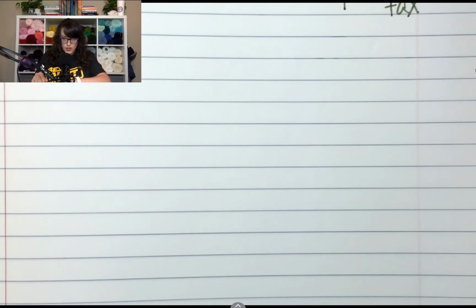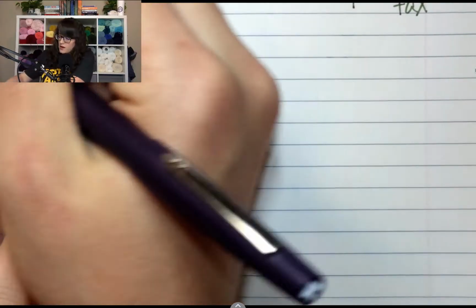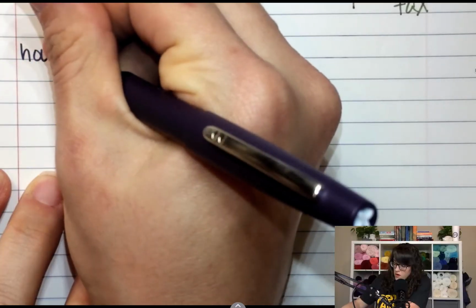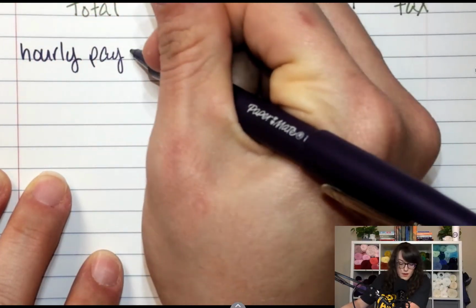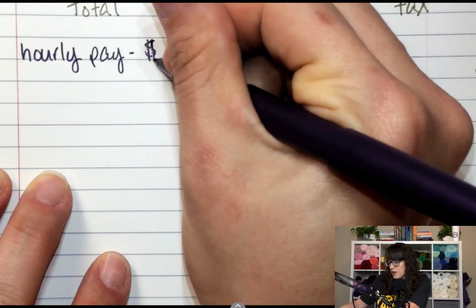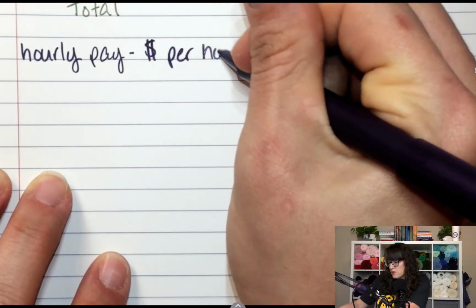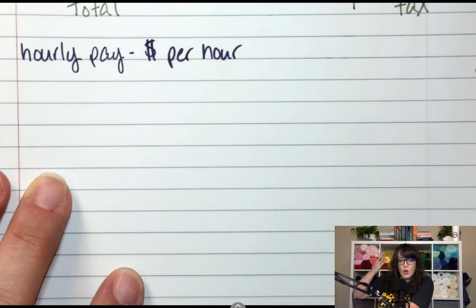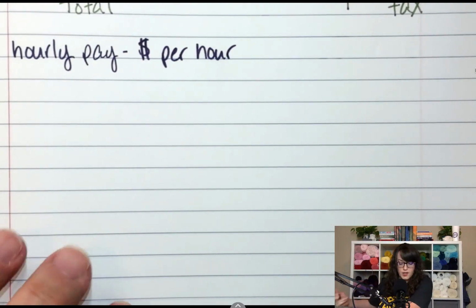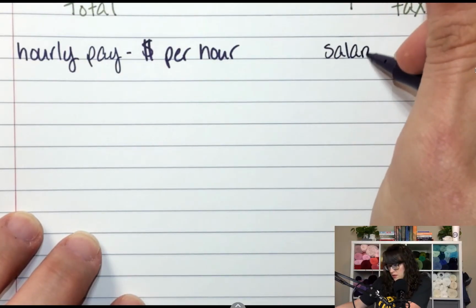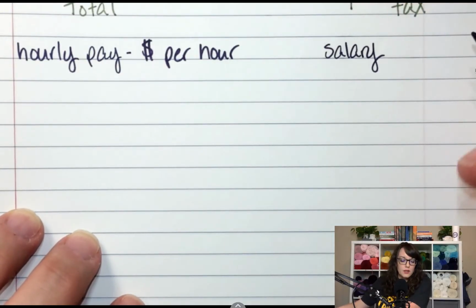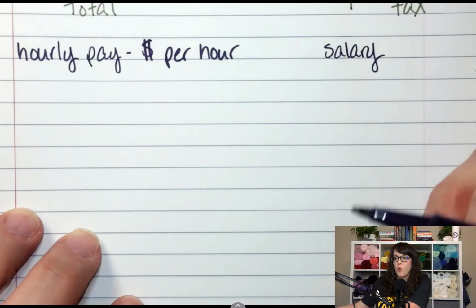Most likely when you get your first job, you are going to get what is called hourly pay. Hourly pay. This is money per hour. So you get paid for each hour that you work. Salary is when you get paid like one amount for a year.